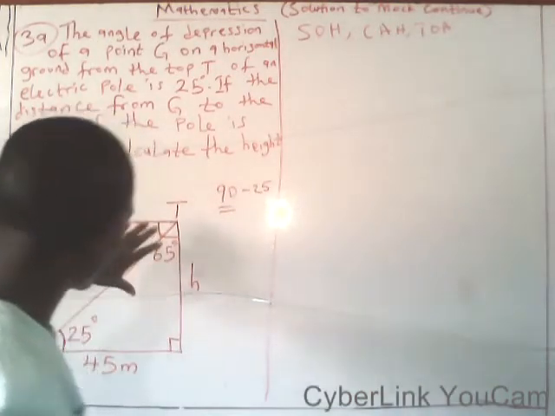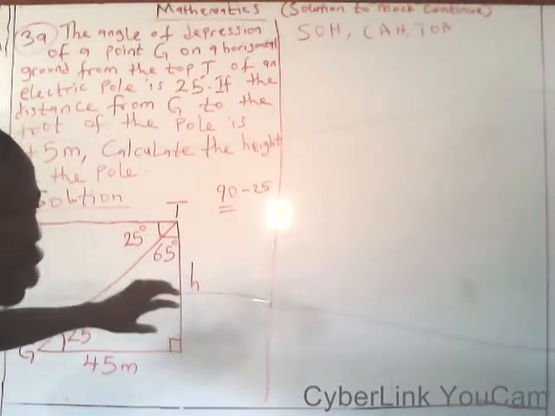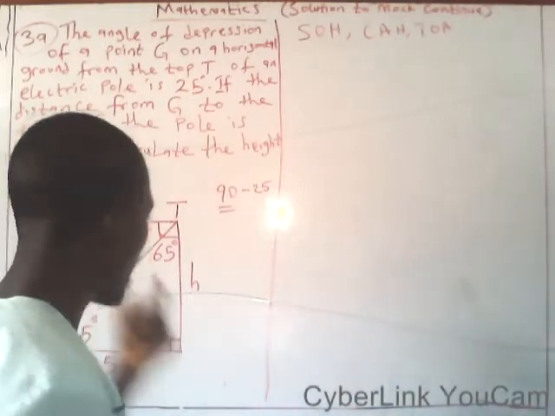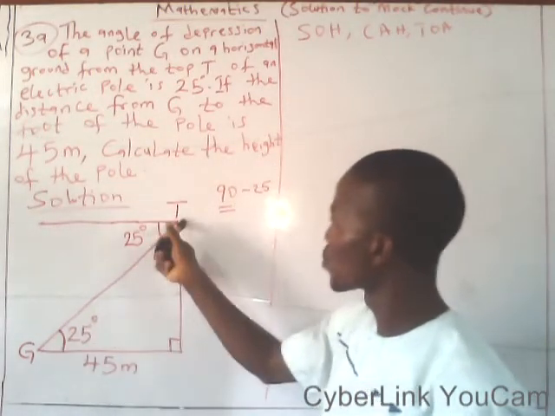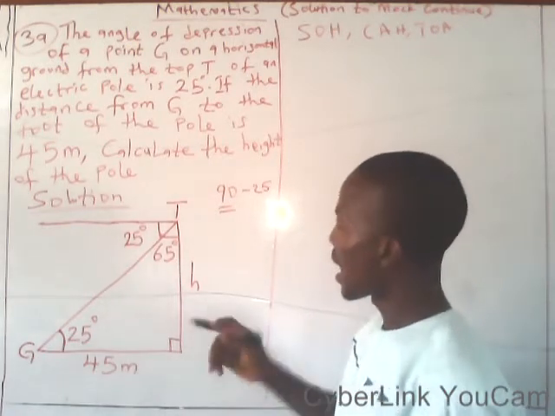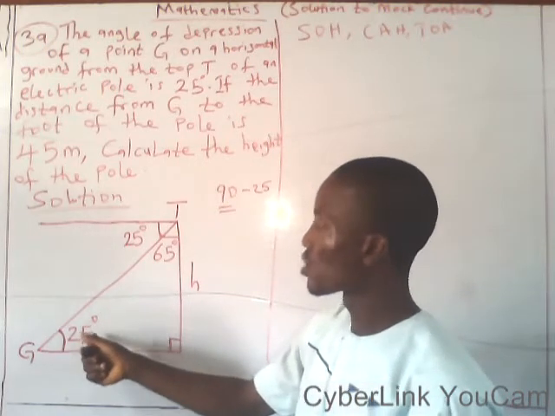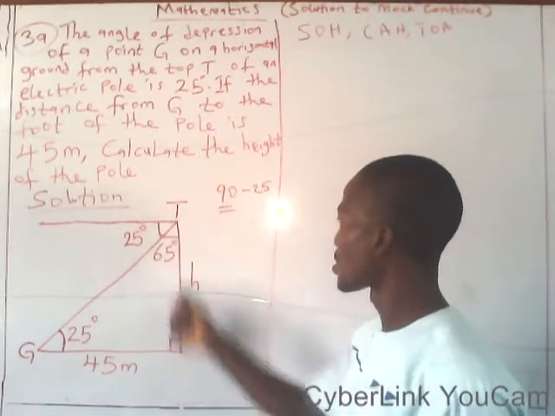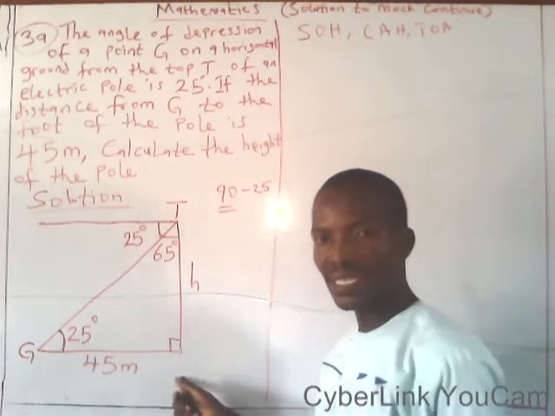You are going to look into this right angle triangle. Which side is the opposite, which side is the adjacent, and which side is the hypotenuse? From what we have here, this is our hypotenuse, which happens to be the longest line in the right angle triangle. I said I decided to make use of 25 degrees. If I'm using 25 degrees, that means our H here is my opposite, while 45 meters is my adjacent.